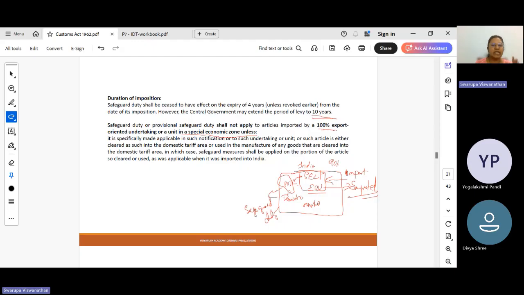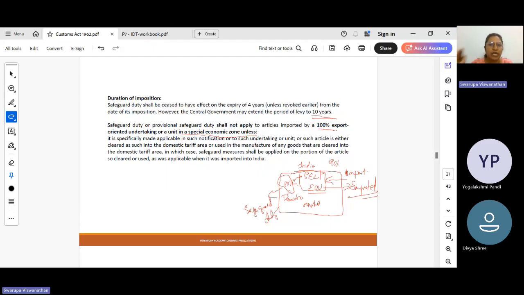None of these specific duties, like safeguard duty, countervailing duty, protective duty, shall be applicable on an EOU or special economic zone, unless it is notified. Why does it not apply to an EOU or a special economic zone? Because the manufacture of goods in an EOU is for export. It is not going to enter the domestic market.